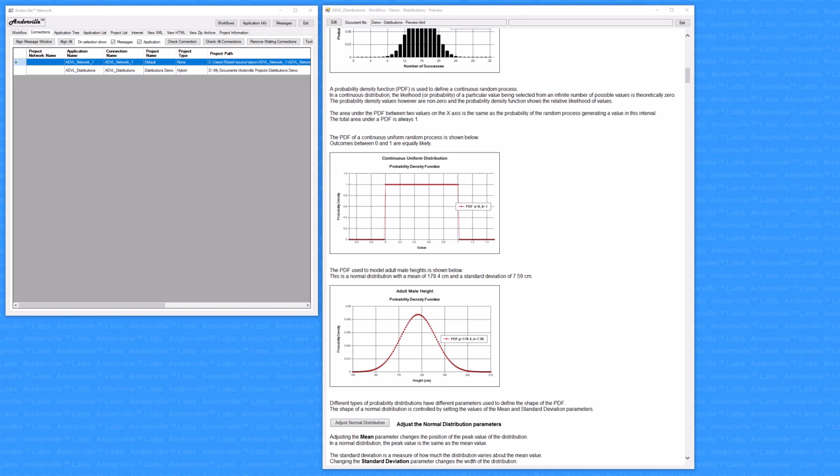of values. The area under the PDF between two values on the x-axis is the same as the probability of the random process generating a value in this interval. The total area under a PDF is always 1. The PDF of a continuous uniform random process is shown below. Outcomes between 0 and 1 are equally likely.